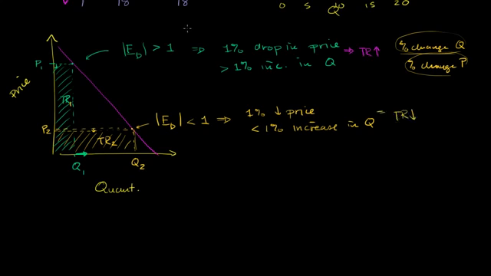And remember, this is an elastic situation. So when it is elastic, a drop in price tends to make total revenue go up. And when it is inelastic, a drop in price tends to make total revenue go down.